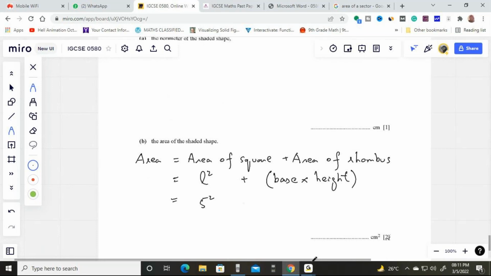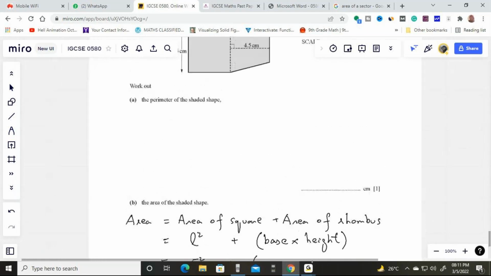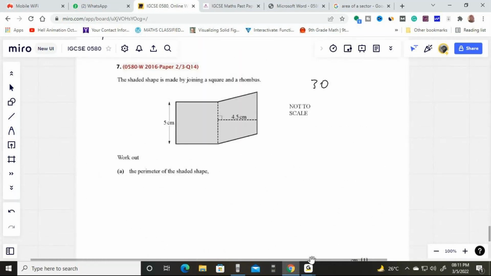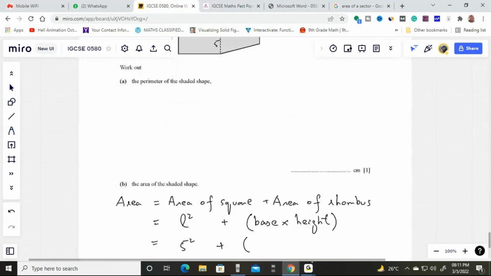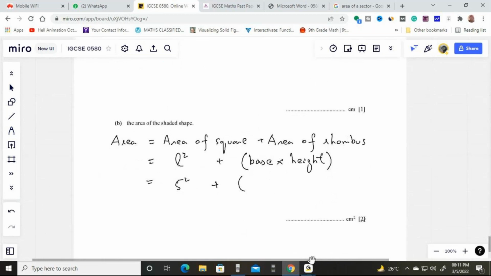5 squared. What is the base in the rhombus? On which side is the perpendicular line falling over here? So this dotted line is the base, and it is 5. And the height is 4.5. 5 into 4.5. Now get your answer.